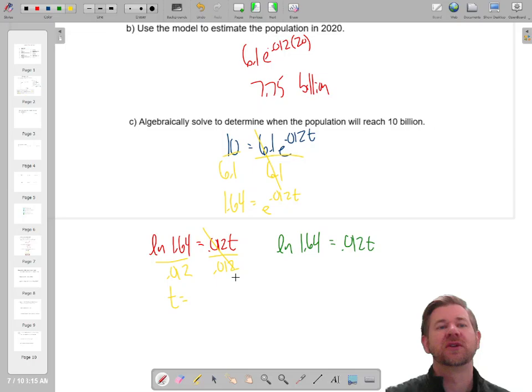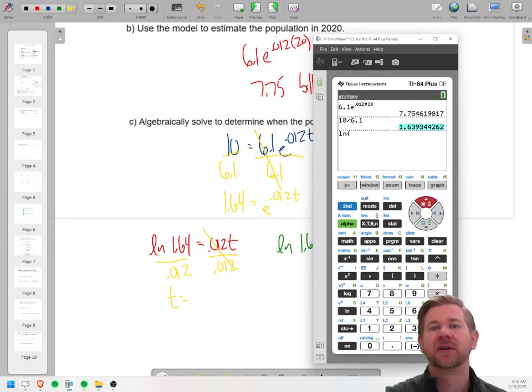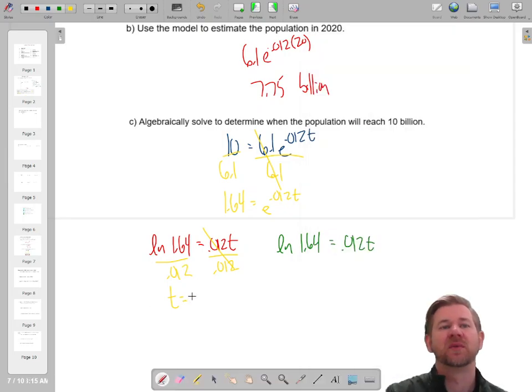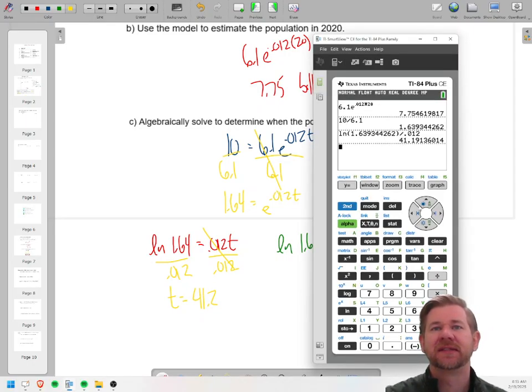But what I want to make sure you do is don't round anything. We're going to say the natural log of that number, and then you close your parentheses, and then we're going to divide by 0.012. And we get 41.19. We'll say 41.2. And what is 41.2? That's years since 2020. And I can check my answer by saying, take the model that we have, and instead of 20 years, I'll say 41 point, I'll keep the 19 there. In 41 years, what I'm saying is, I believe the population will now be 10 billion.